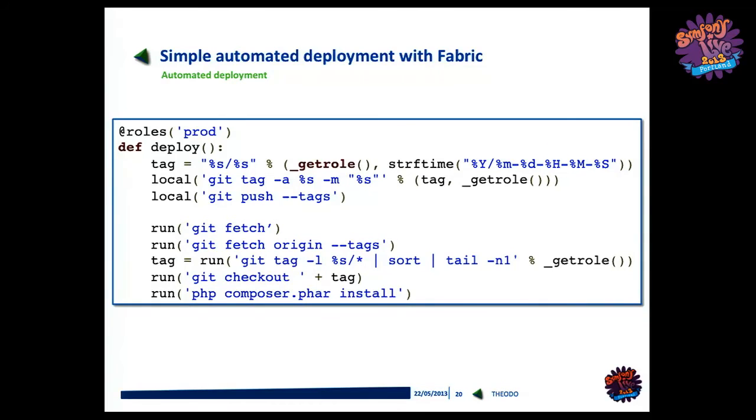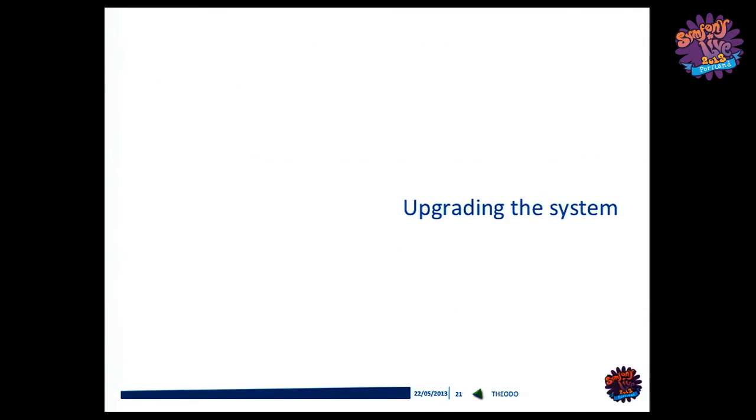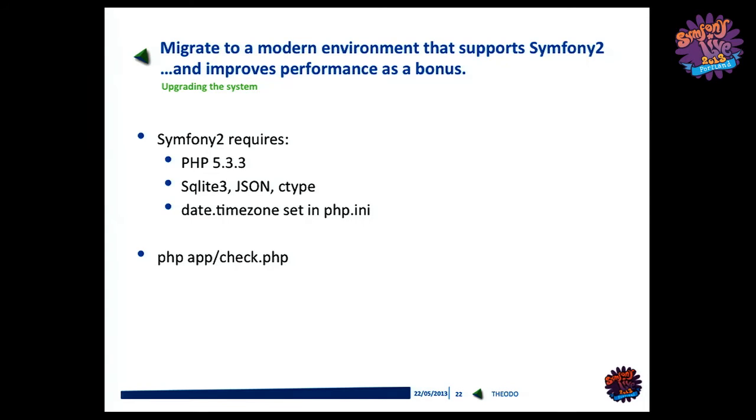Okay, so now, first step, you're a bit reassured about the fact that if you touch something, you will be made aware of it and you will be able to react quickly. So now the thing is, since we're talking about migrating to Symfony 2, you most certainly will have to upgrade the system. Because Symfony 2 requires PHP 5.3.3. I checked it again yesterday, it's still that. And usually, if your app has been on the same server for a long time, that's not the version you will have.